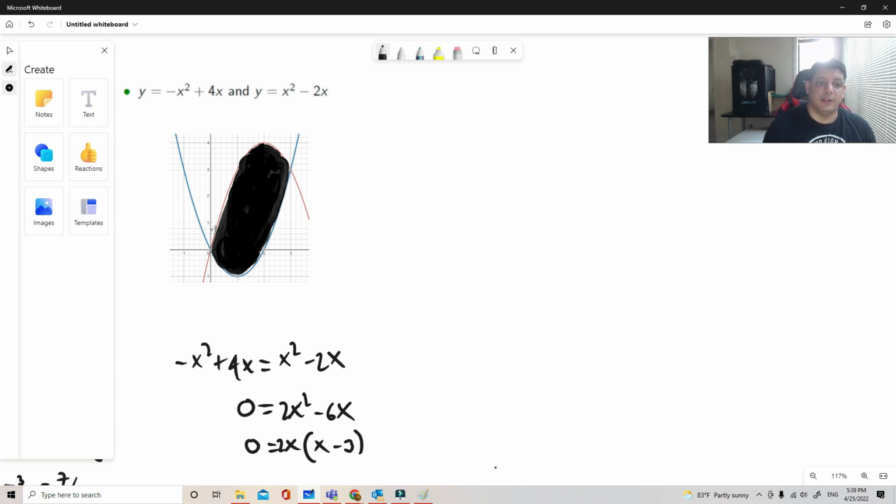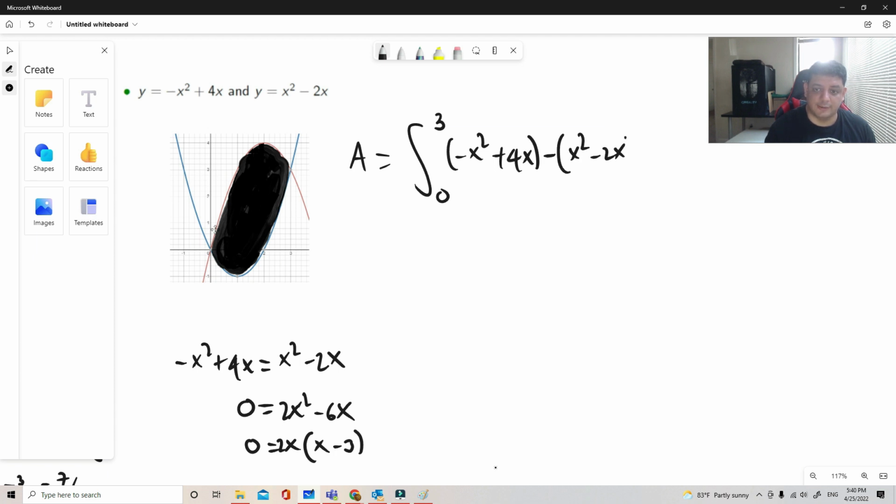Clearly, the one that is opening down has the negative x squared, and the one that opens up has the positive x squared. So we can know which of the two functions is up and down, and we know that the area is given by the integral from 0 to 3 of the top function, which is minus x squared plus 4x, minus the bottom function, which is x squared minus 2x. Now at this point, we can simplify a bit, and this is going to be minus 2x squared plus 6x dx from 0 to 3.